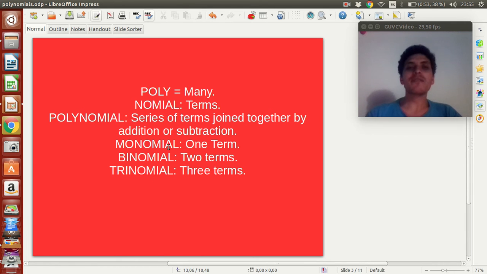But for example, we have monomials, I mean, one term. Mono means one term. Is the monomial a polynomial? No, it's not, because it's one term. But we can talk about binomials. Binomial means 2 terms. Is the binomial a polynomial? Yes, it is. Many terms. Trinomial, 3 terms. So this is what we have about polynomials.